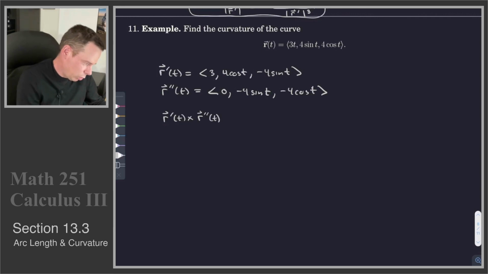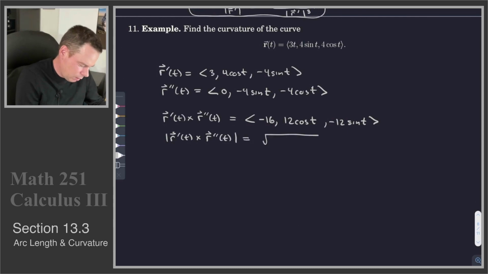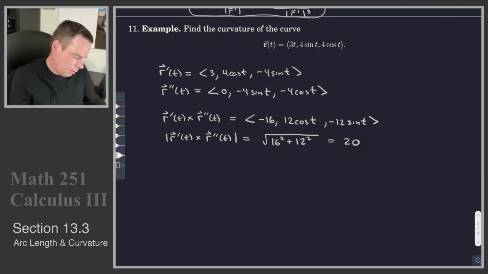So we want to find the cross product. In this case, I'll just write down what it is. You can go ahead and verify by double checking, by doing the cross product. So it's negative 16, 12 cos t, negative 12 sine t. Then I'd want to know the magnitude of this. And the magnitude of this would be the square root of 16 squared plus 12 squared. And that ends up being 20.